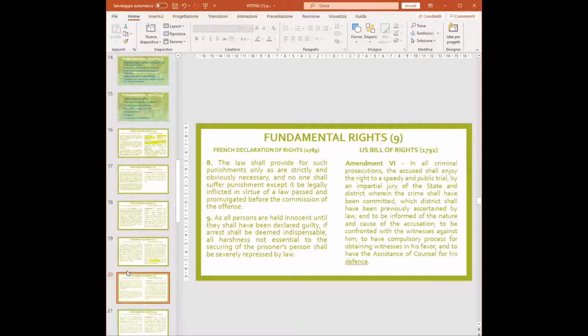You must think that this becomes part of, I'm talking to our Italian students, the Italian Constitution with the amendment to Article 111, established only in 2001. So only 210 years after the US Bill of Rights, we have those principles enshrined in the Italian Constitution.